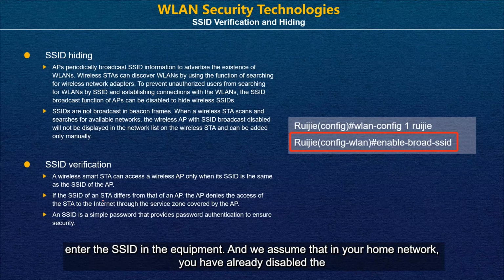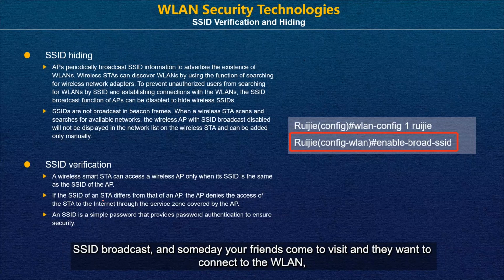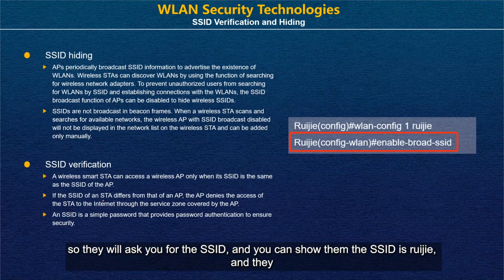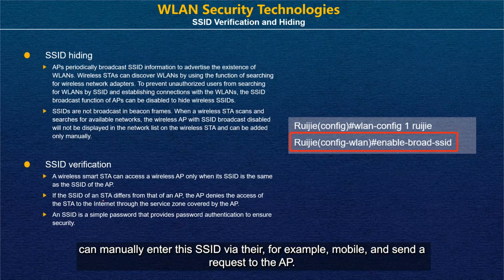Assume that in your home network, you have already disabled the SSID broadcast. And someday, your friends come to visit and they want to connect to the WLAN. So they will ask you for the SSID, and you can tell them, okay, the SSID is Ruijie. They can manually enter this SSID in, for example, their mobile, and send a request to the AP.